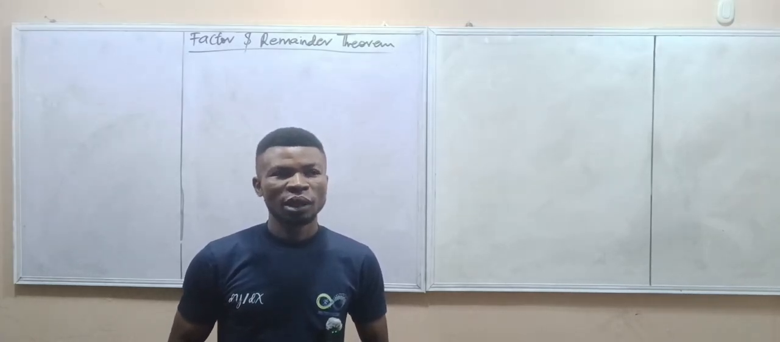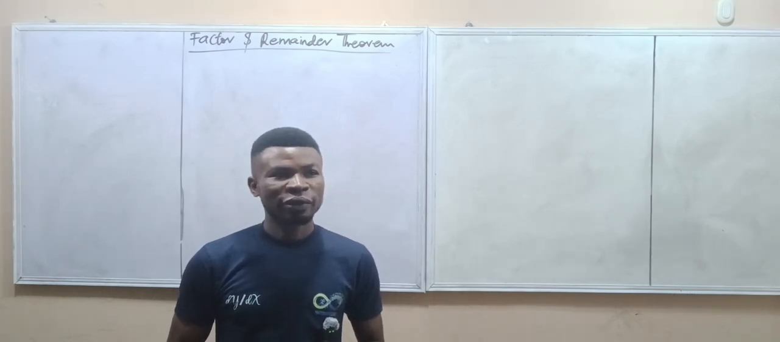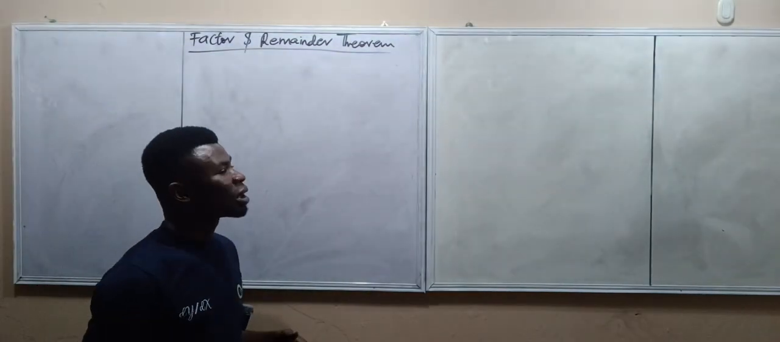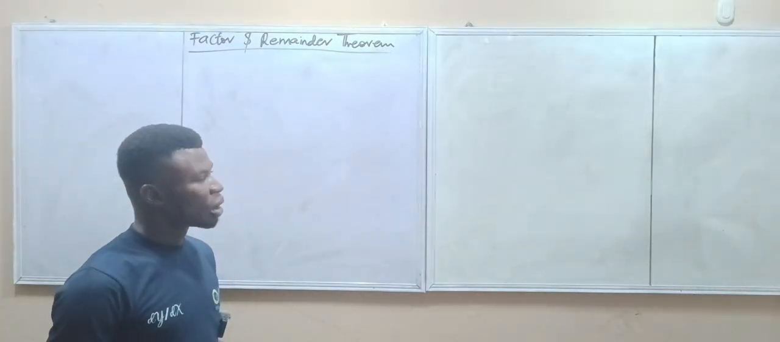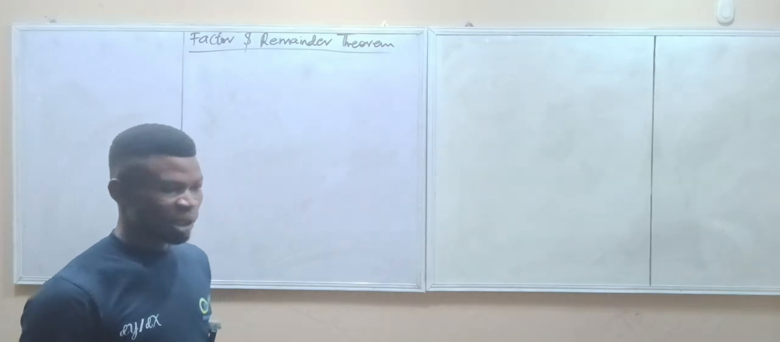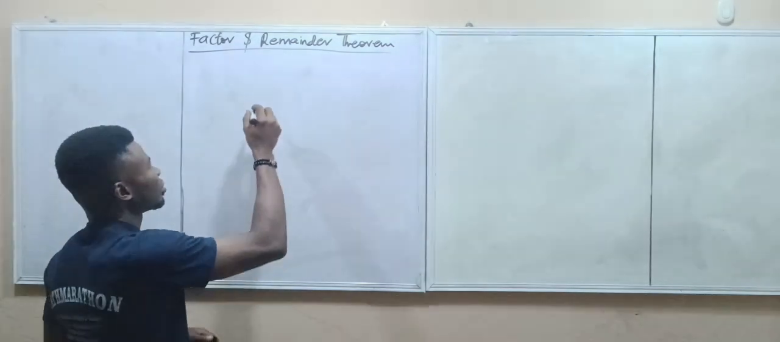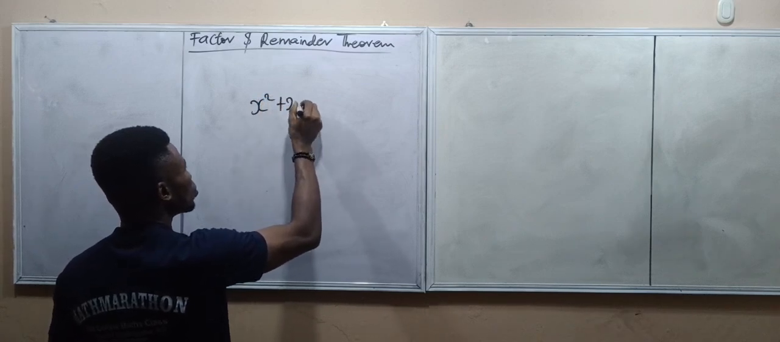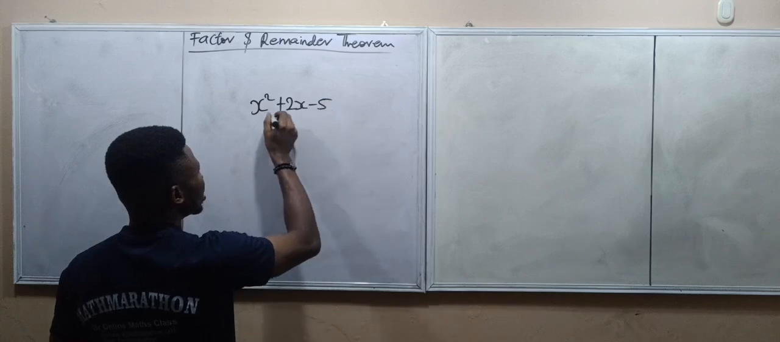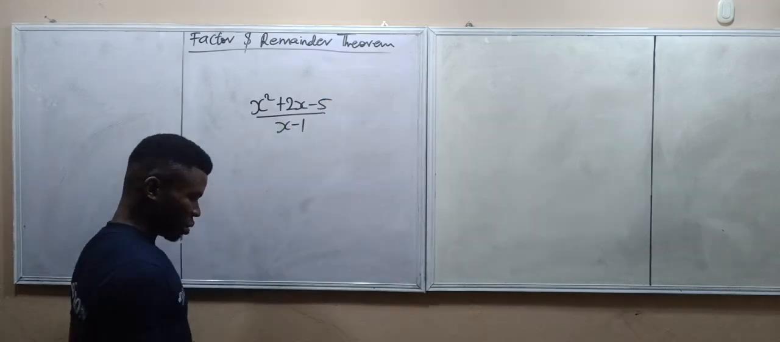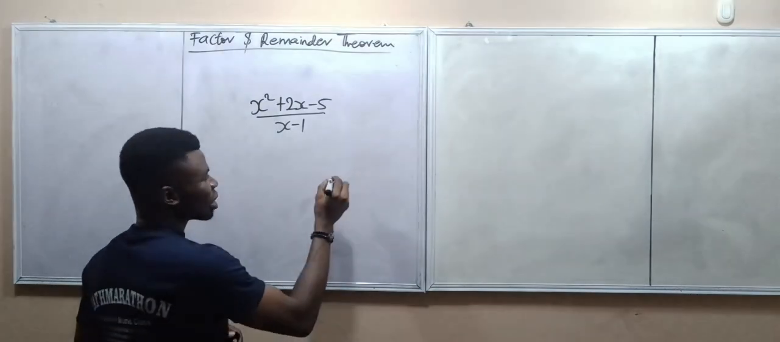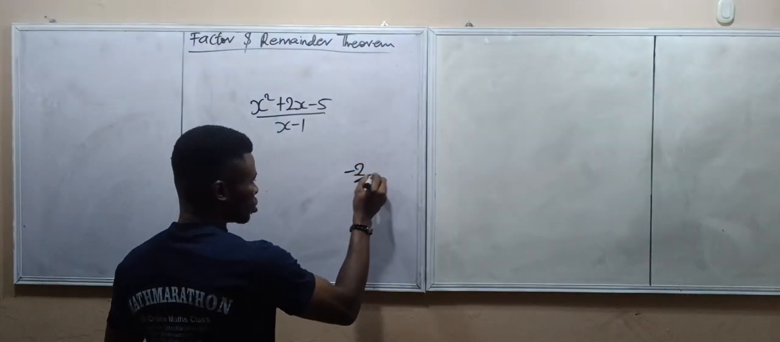In the last class, we did the division of polynomial, and today we want to talk about factor and remainder theorem. And then, what is this factor and remainder theorem all about? Okay, if you remember in the last class, there was a question we solved. One of the questions, x squared plus 2x minus 5 divided by x minus 1. And at the end, after using long division, we got a remainder of minus 2, right?